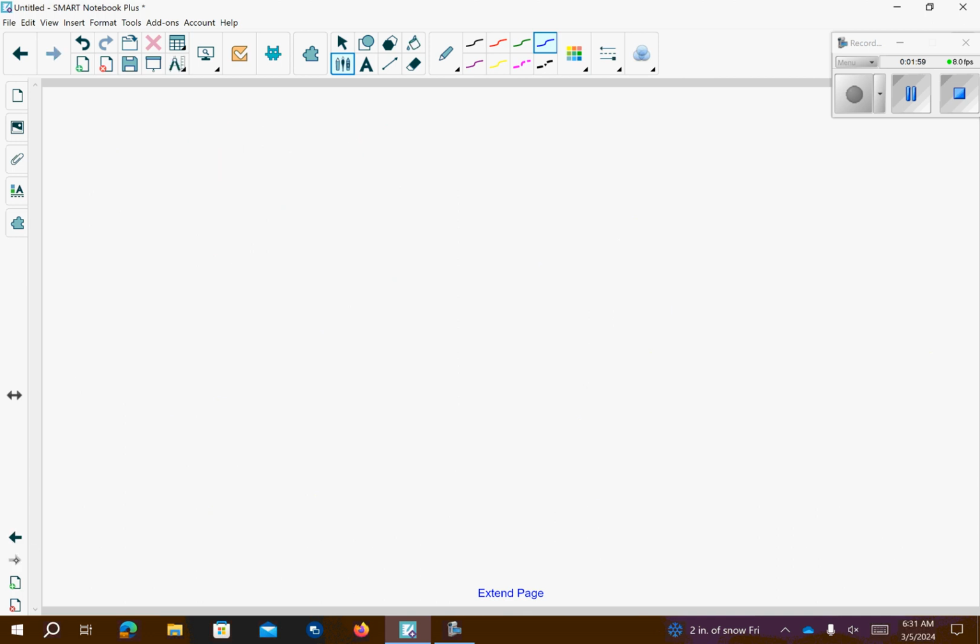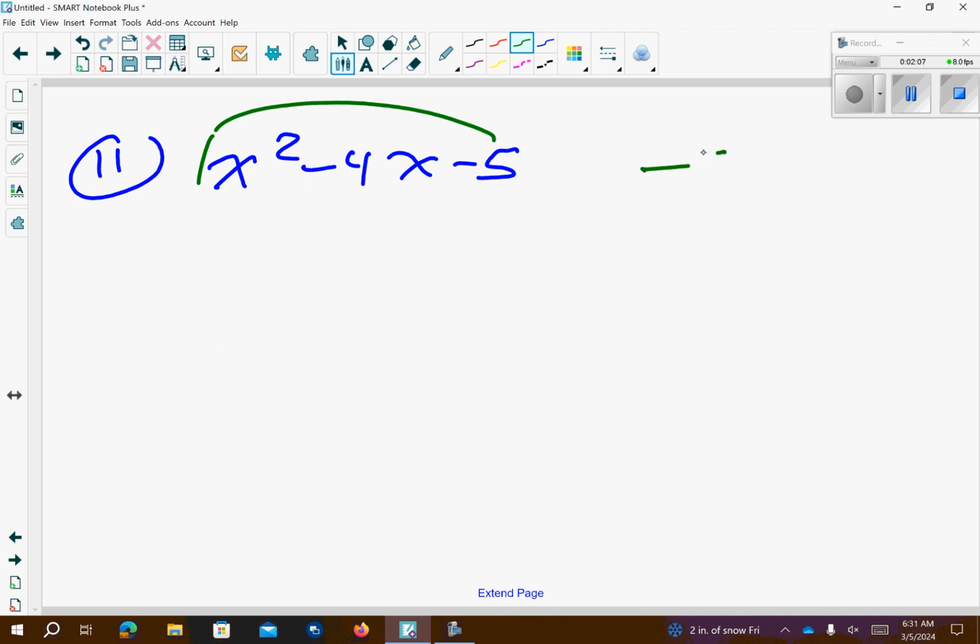Then we went down, and number 11 would have been the next one I would have asked you to try. So x squared minus 4x minus 5. Remember, we're going to put a 1 out front, multiply those together. I get a negative 5. In order to get a negative 5, we're multiplying two numbers together. One has to be positive, one has to be negative.